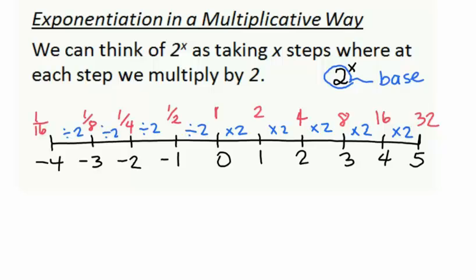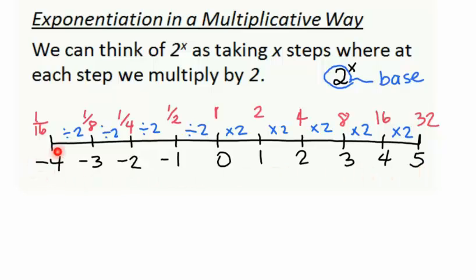So you can see here that what we've done is we've developed a number line to talk about the function 2 to the x. In blue, we have multiplications by 2 as we move to the right, and divisions by 2 as we move to the left, because 2 is the base of our exponential function. So we're going to be either multiplying or dividing by certain powers of 2.